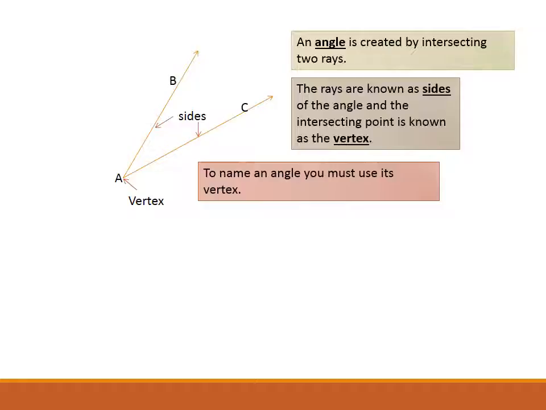To name an angle, you must use its vertex. Since this is only one angle, we can name it angle A, or we can use the three letters, angle BAC, or backwards, CAB. Notice that the vertex must be in the middle when you use the three letters. Also notice the symbol that's in front of the three letters, or A. This is a symbol to represent an angle. You must always use this symbol when you want to name an angle.